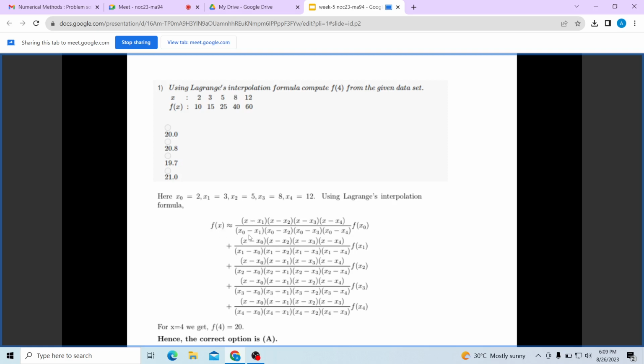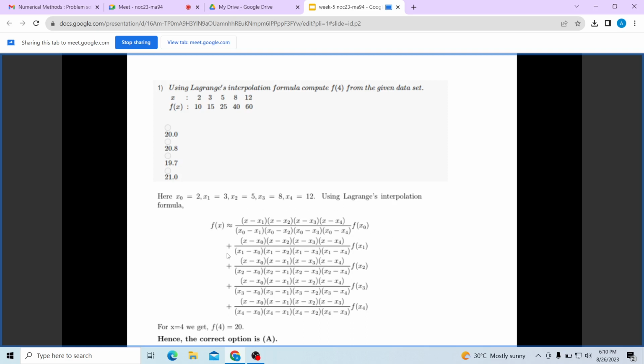Lagrange's interpolation formula: f of x is equal to x minus x1, into x minus x2, into x minus x3, into x minus x4, upon, in the first term you just eliminate the first element, that is x naught. Now, in place of x, just put x naught. So x naught minus x1, into x naught minus x2, into x naught minus x3, into x naught minus x4, into f of x naught. This will give you the first term.